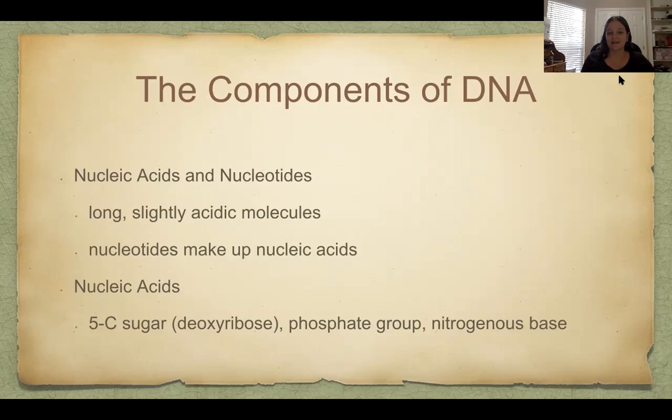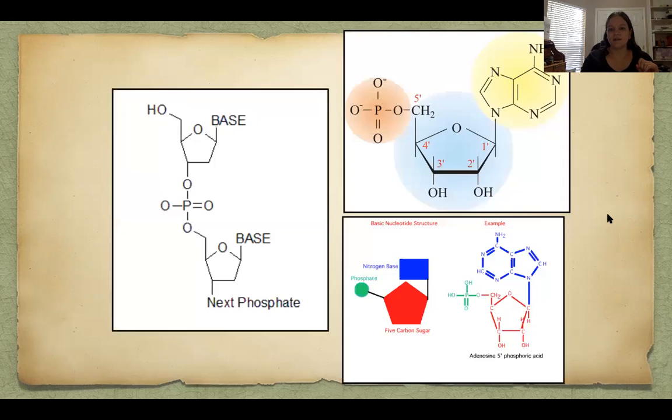A nucleic acid is made up of, or the nucleotides, either way, are made up of a sugar. In this case, the sugar is called deoxyribose. We have a phosphate group, and then we have a nitrogenous base. Those are the 3 parts to a nucleotide or to a nucleic acid. Okay. They are specifically a 5-carbon sugar. They make this kind of hexagon structure with 5 carbons to them. So we're going to look at that here in just a second.